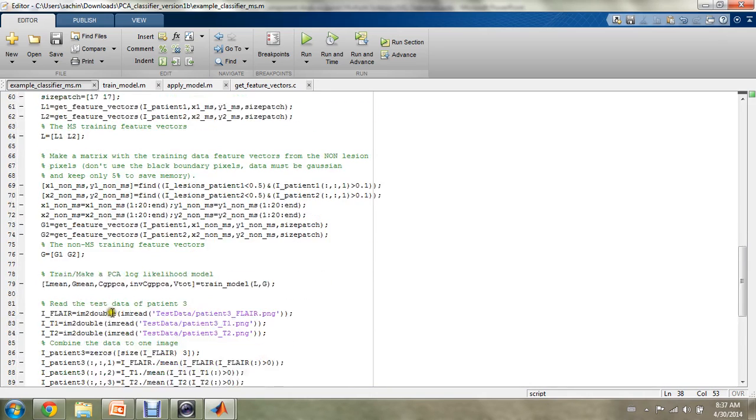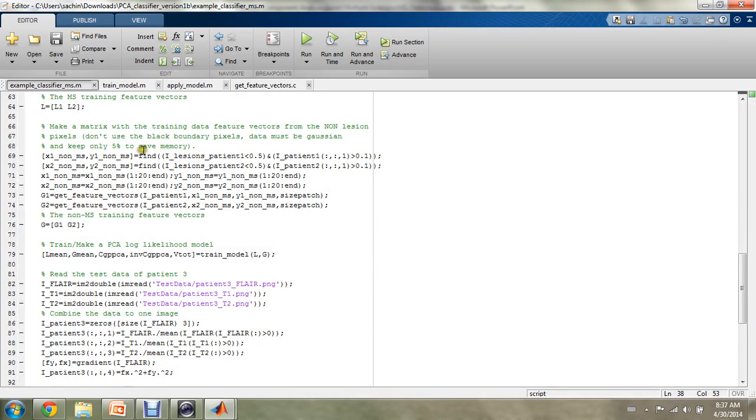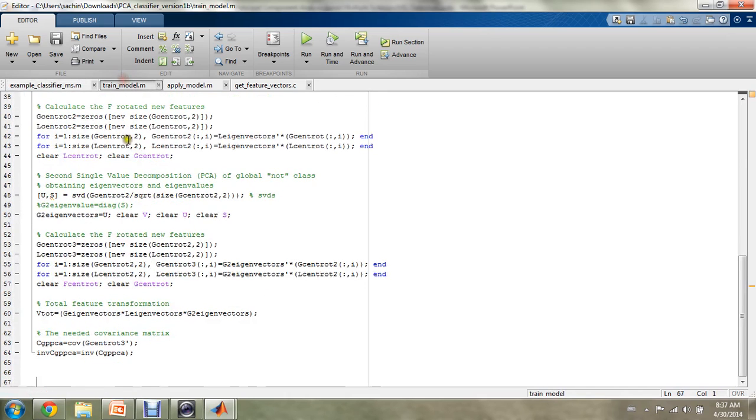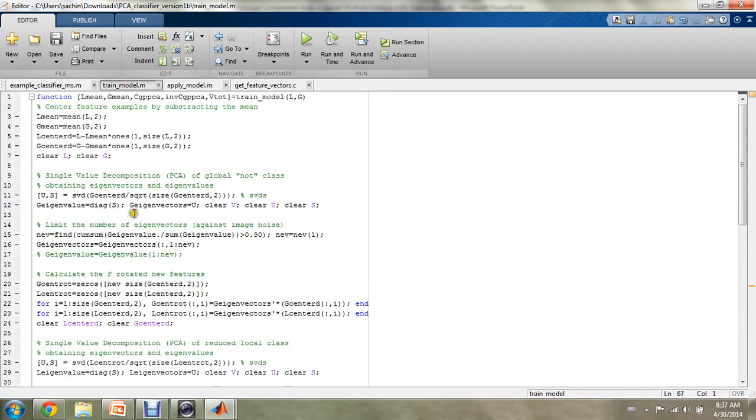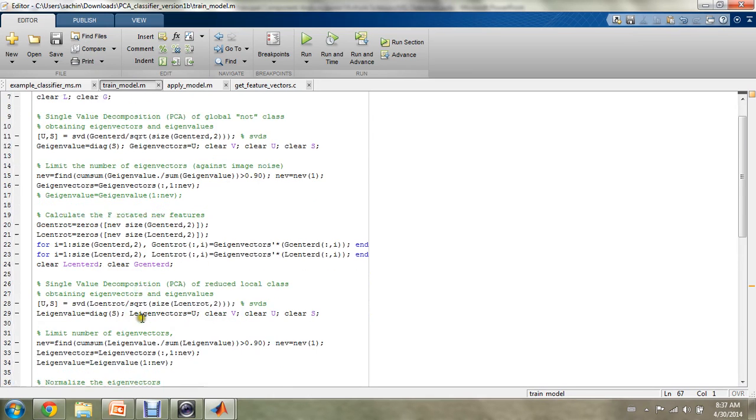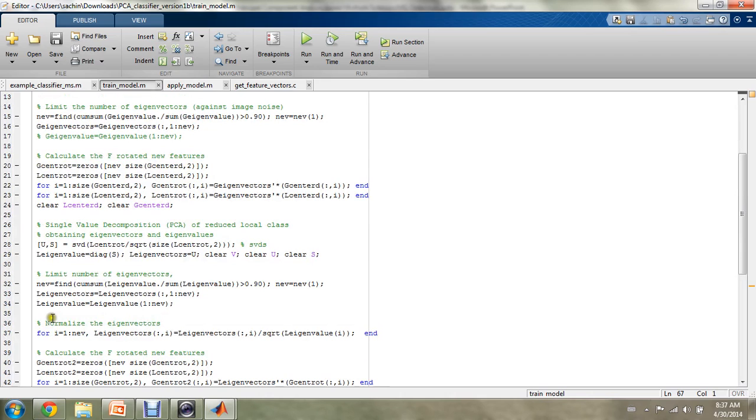So this is the log likelihood model. The train model is basically responsible for this train_model.m, which contains the whole PCA method. If you can see, there are two matrices, L and M. We calculate the L mean and G mean with respect to the mean. We're using SVD with PCA, and we also limit the number of eigenvectors, multiply the eigenvectors, and then we normalize the eigenvectors for this particular situation. We talked about normalizing eigenvectors for MS based detection.